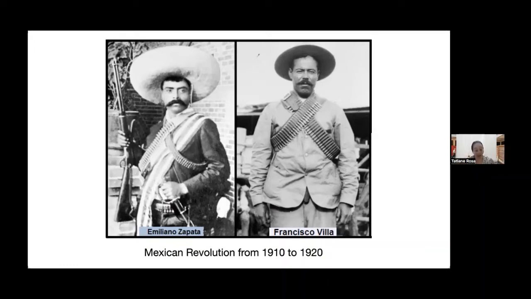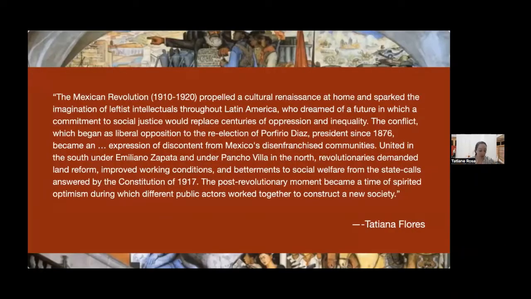So I'm going to read this. Tatiana Flores is actually one of the main historians of Mexican art in this period. And I have a reading by her in the folder if you're interested. But she summarizes this moment as: the Mexican Revolution propelled a cultural renaissance at home, and sparked the imagination of leftist intellectuals throughout Latin America, who dreamed of a future in which a commitment to social justice would replace centuries of oppression and inequality.